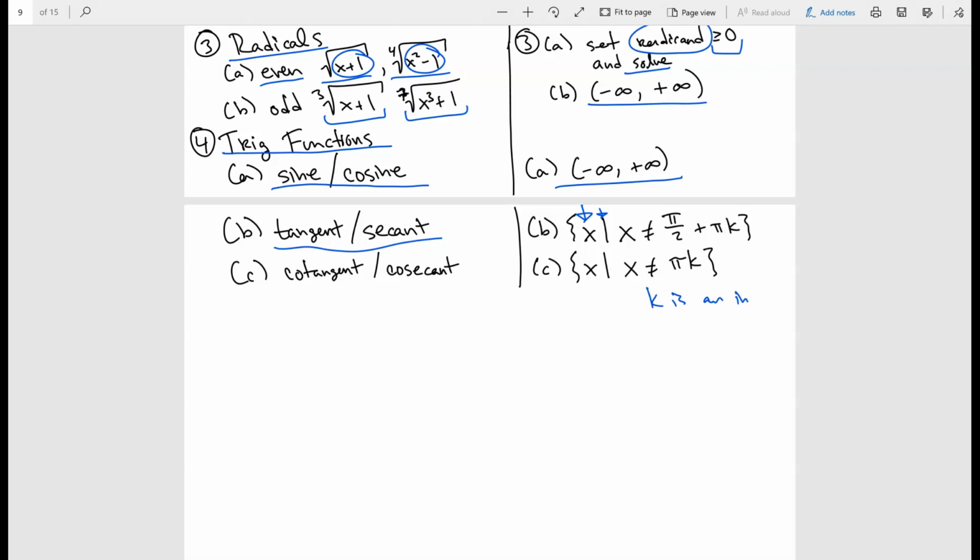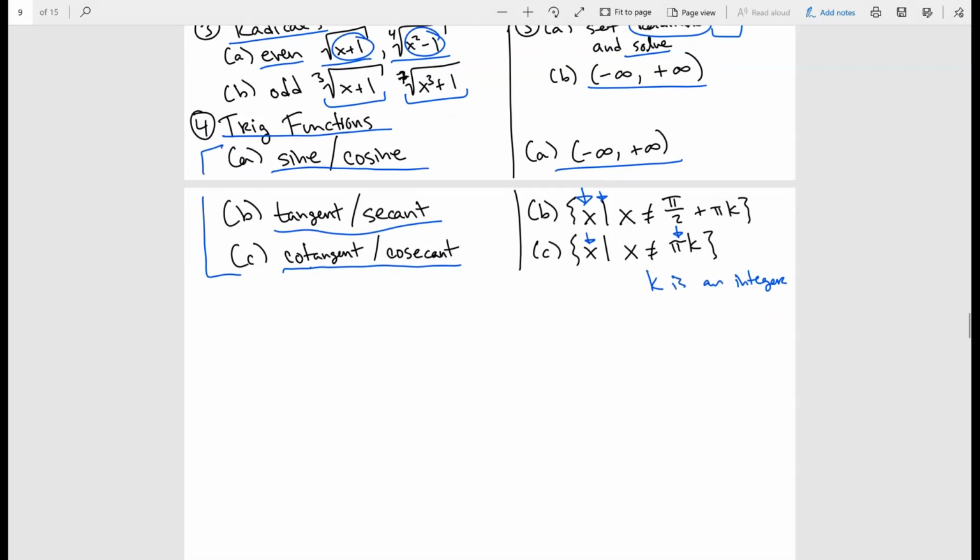You should have seen this in trig. And then you have cotangent and cosecant, which is basically all the vertical asymptotes. So x cannot be pi k. For the trig functions, you don't need to worry about them, because I know a lot of the time in trig, some professors don't teach you how to find the vertical asymptotes, but I'll show you how to find these vertical asymptotes when we get to the trig stuff.